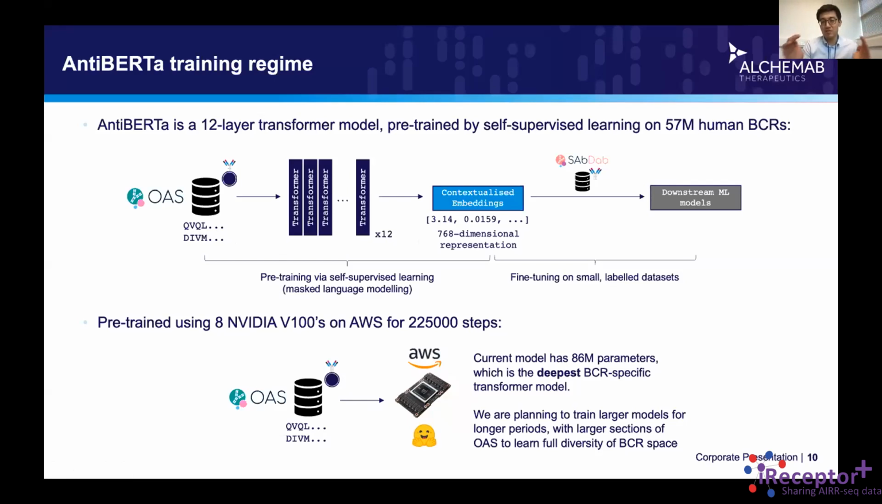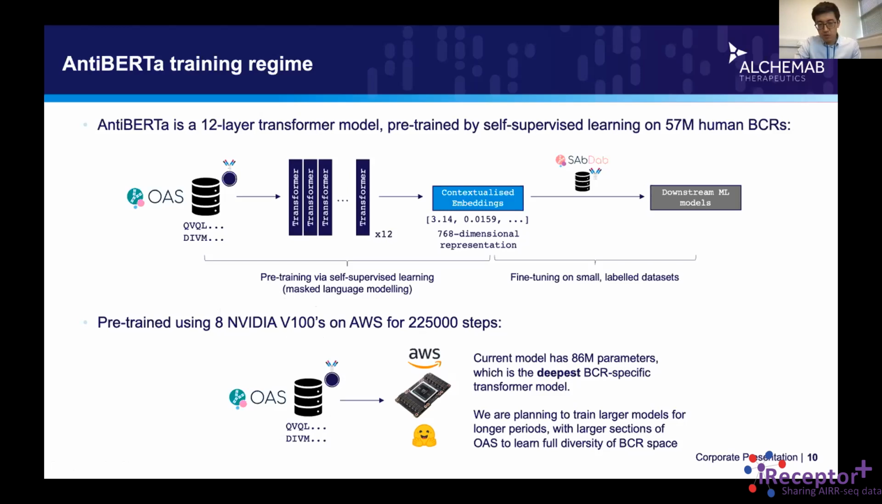Once you have those 768 numbers, you could start running it for downstream tasks, and you do it on smaller labeled data sets, such as paratope prediction, which I'll describe in a couple of slides' time. To do this, we used 8 NVIDIA GPUs for about 200,000 steps. It's not the longest training regime in the world, but it was sufficient, in our view, to get this representation learning going.